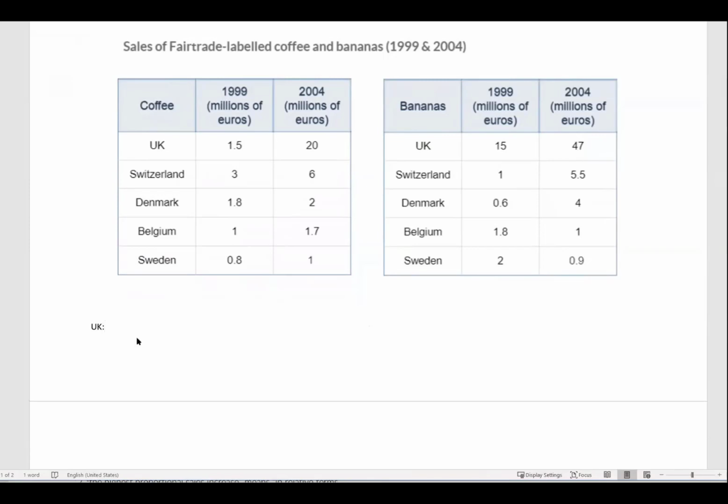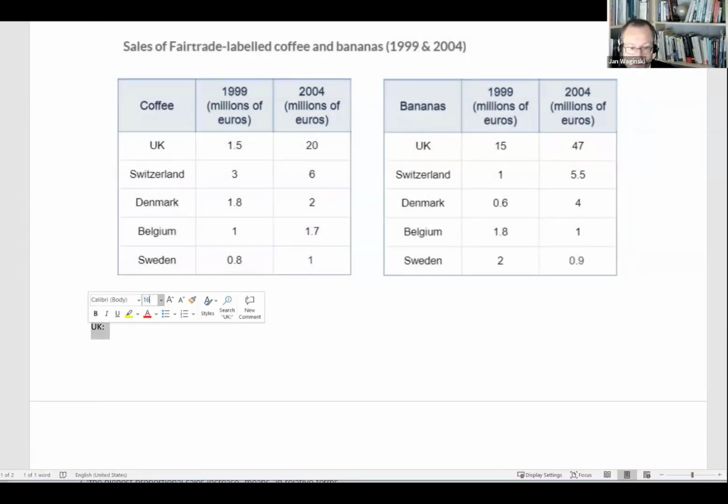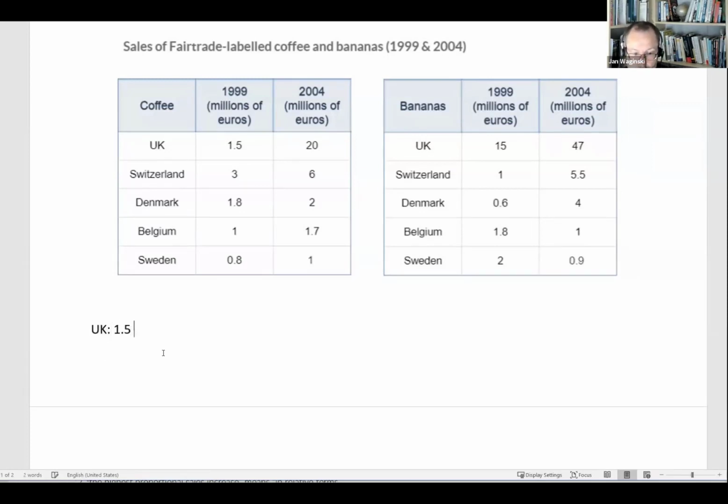150 times. Whoa, that's a big discrepancy. Okay, so from 1.5 to 20, how do we figure out what the size of the increase is? How do we describe this increase? Because if you just say it went up from 1.5 to 20, that's not going to be sufficient. You need to say how many times it went up or what percent it went up. So double, triple, quadruple, how many times?